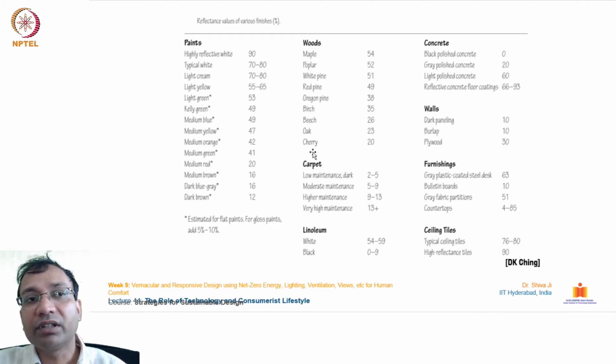Further we have wood. In the wood, from cherry to maple, you can understand the range is 20 to 54% reflectance. Similarly, we have other materials such as carpets, linoleum, concrete, walls, furnishings, and ceiling tiles. You can see these highly reflective tiles which are installed on roofing systems to minimize the heat load on the top floors. They come in a range of 90% reflectance, which is quite considerable.